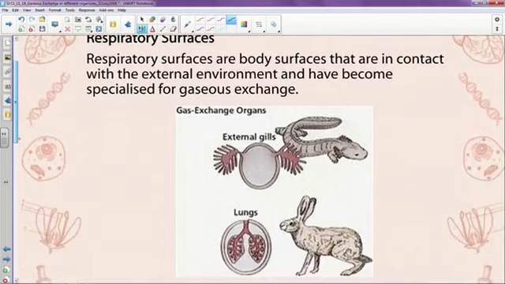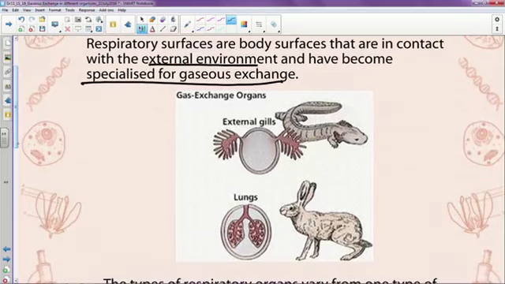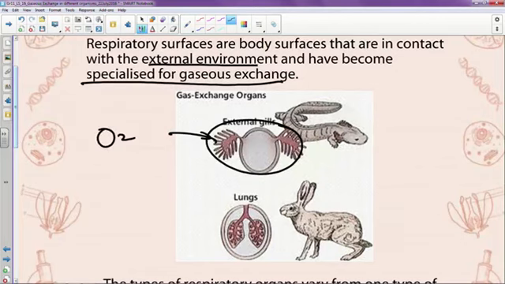Let's look at the respiratory surfaces of some of the aquatic or terrestrial organisms that are amphibious. Now you'll find that the respiratory surface of the body is in contact with the external environment, and hence needs to be specialized. In the case of certain amphibious organisms like the salamander, you'll find they have external gills, and these gills allow them to exchange gases with the atmosphere and release CO2 back into it. So these external gills allow for the exchange of atmospheric oxygen when they're on land.